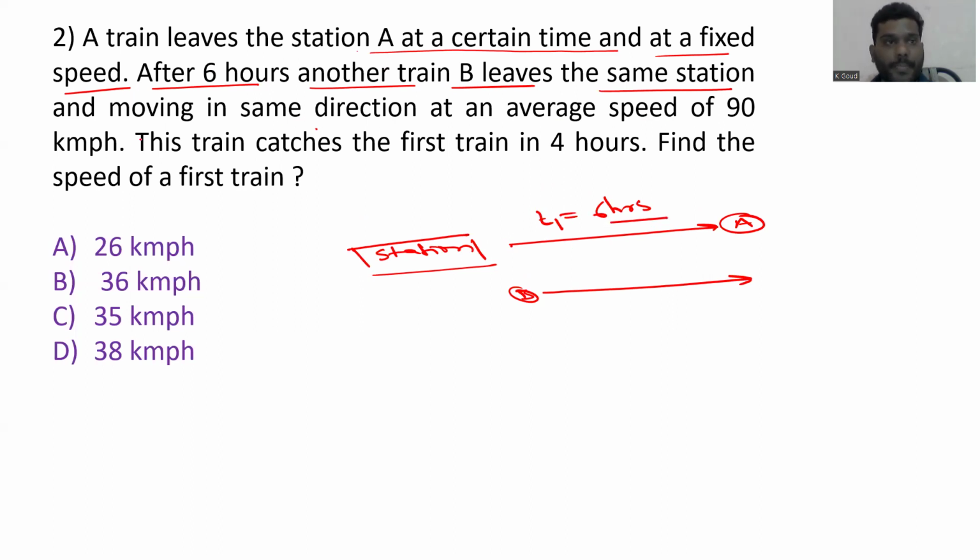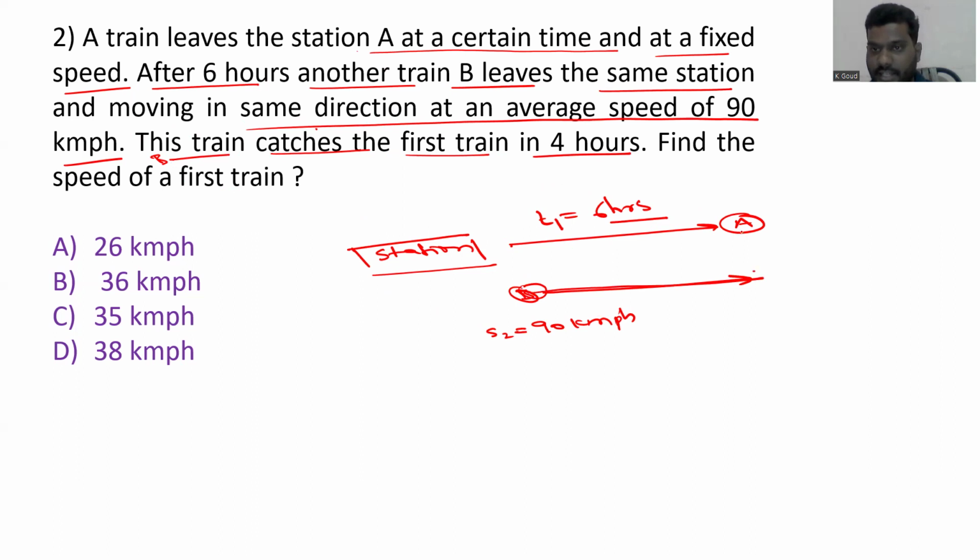Then, moving in the same direction at an average speed of 90 km per hour, train B is moving at 90 kilometer per hour, and this will become S2. Train B catches the first train in 4 hours. Train B moves like this and catches train A after 4 hours. This means indirectly T2 will become 4 hours.